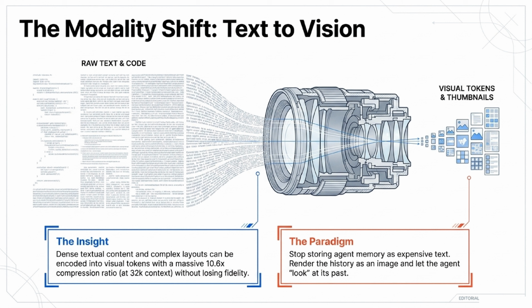Here is the core insight of this shift. Dense text and complex UI layouts can actually be encoded into visual tokens without losing any fidelity, yielding a massive 10.6x compression ratio at a 32K context limit. The new paradigm is simple: stop storing agent memory as expensive text. Instead, render that history as an image, and let the agent simply look at its past.